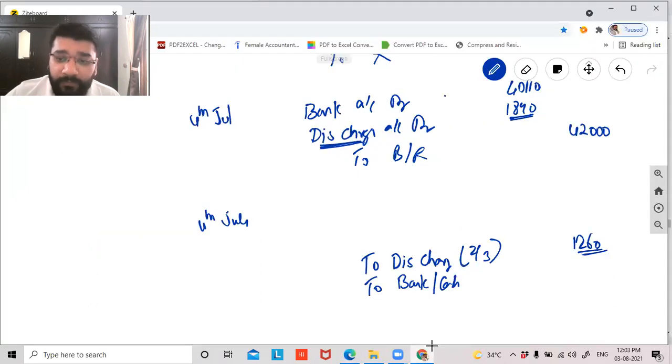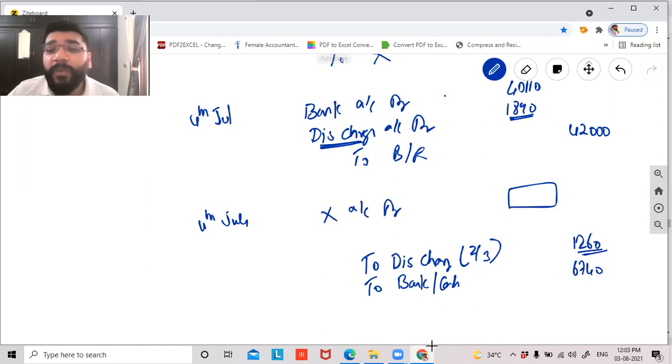And guys, further, Y is paying to X through cash or bank, 6740. So what is the total settlement which is done to X? 6740 plus 1260, which is how much? Can I say Y is settling the amount to X to the tune of 8,000 rupees? In that, 6740 is in the form of cash in bank and 1260 is in the form of discounting charges.